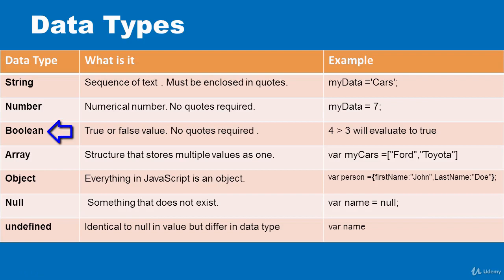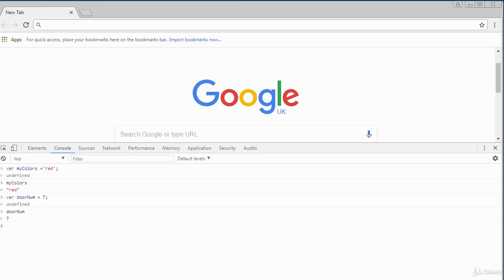The next data type I want to mention is called a Boolean. A Boolean basically represents two values. One can be true, the other can be false. And when you're using Boolean values, no quotes are required. To illustrate a Boolean value, I'm just going to compare two values. If I say 4 is greater than 3, that will return true. And if I say 3 is greater than 4, that will return false. So that's basically how Boolean data types work.